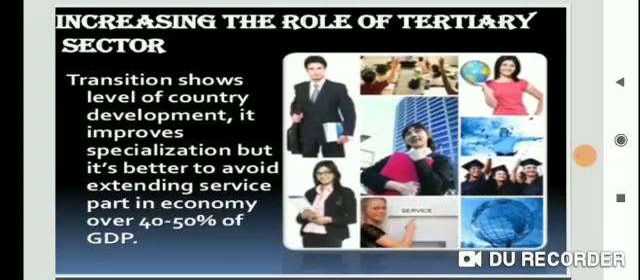Now, students, the three sectors are linked, but the role of the tertiary sector is increasing, and this picture shows the transition with the level of country development. It improves specialization, but it is better to avoid extending the service part of the economy beyond 40 to 50% of GDP. Why? Because the three sectors are linked. Trade and transport establish a link between the producer and the consumer. For example, chemical fertilizer produced in a chemical factory is utilized in the agriculture sector.